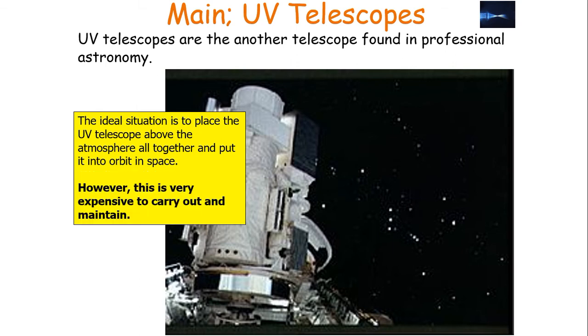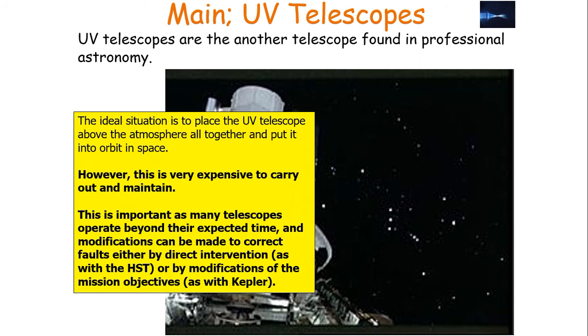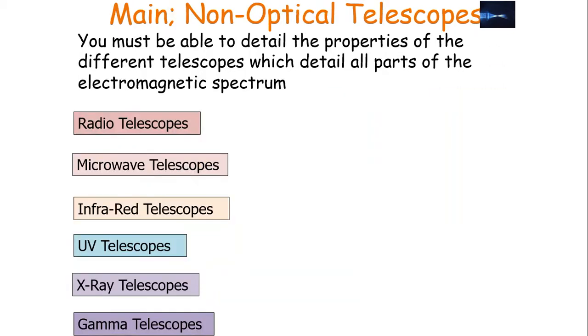However, like mentioned before, it's very expensive to carry out and maintain, and this is important because many telescopes operate beyond their expected time, and modifications can be made to correct faults either by direct intervention with the Hubble Space Telescope or by modifications with mission objectives as with Kepler. So we've got to think about this if we place a UV telescope into space.